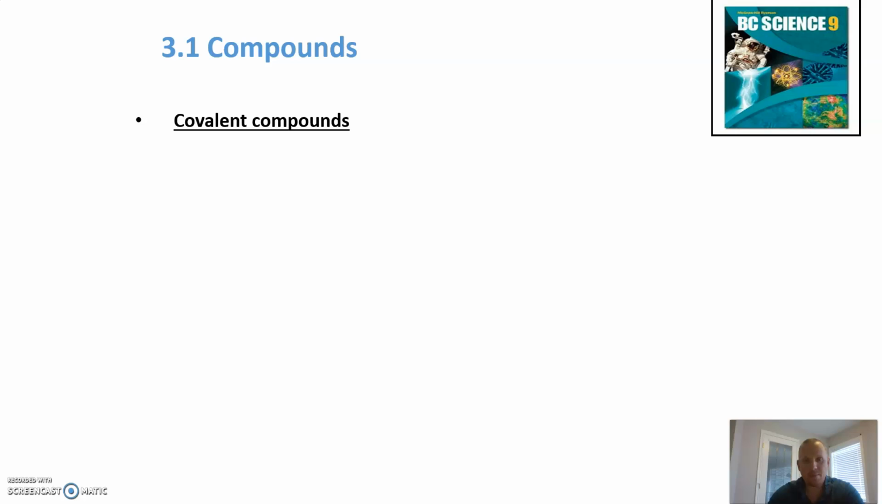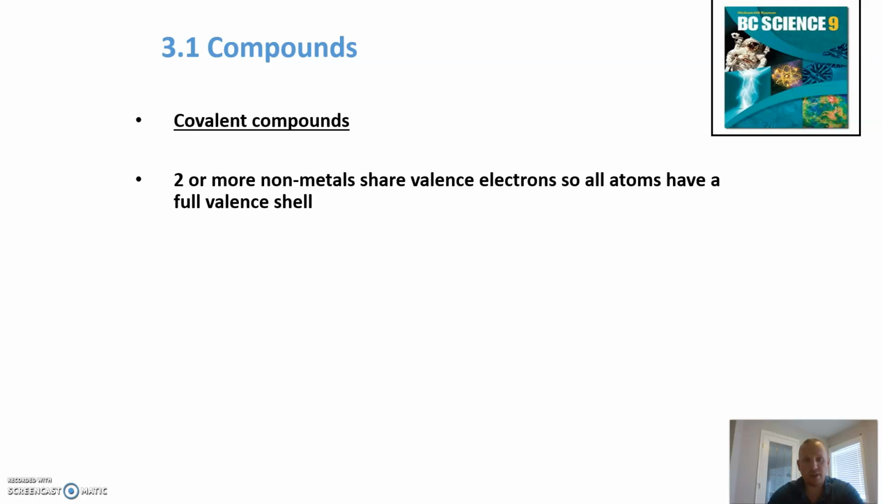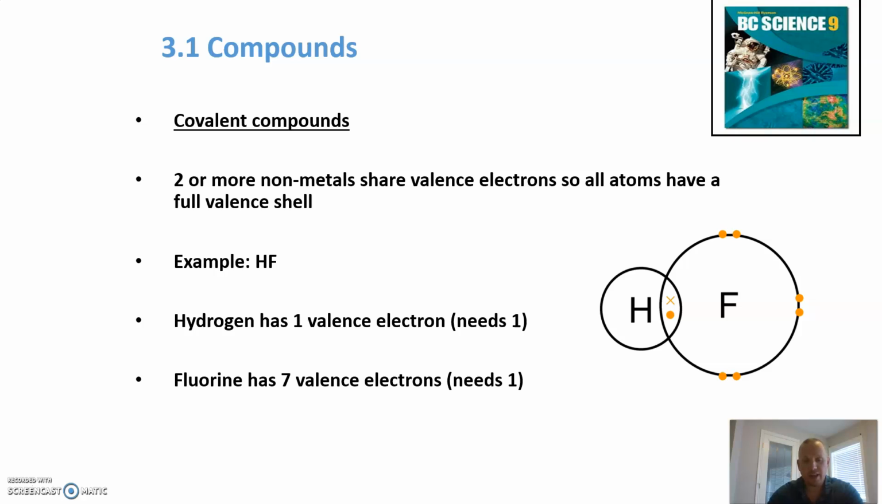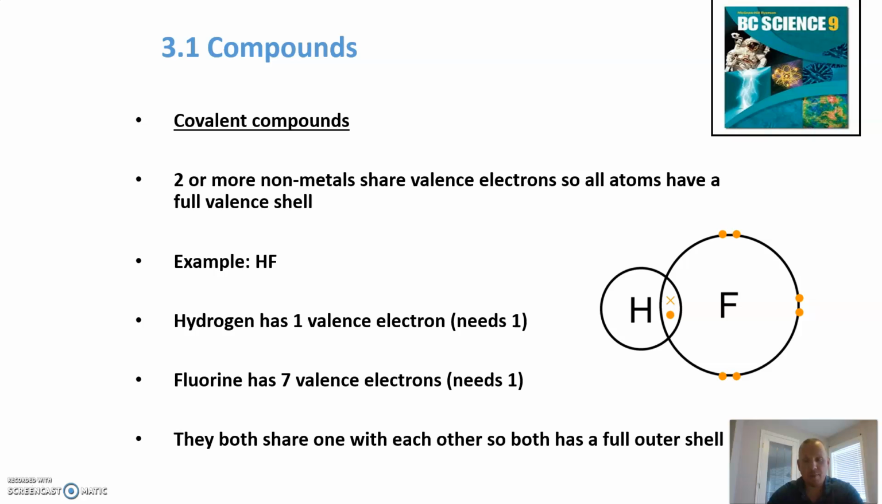Okay, and then next we're going to talk about covalent compounds. Remember, covalent compounds are where there are 2 or more nonmetals and they share valence electrons, so they all have a full outer shell. I've mentioned this already, but hydrogen has 1 valence electron and it needs 1. Fluorine has 7 valence electrons and it needs 1. So they pair up and they both share 1 electron from their outer shell and form a covalent bond.